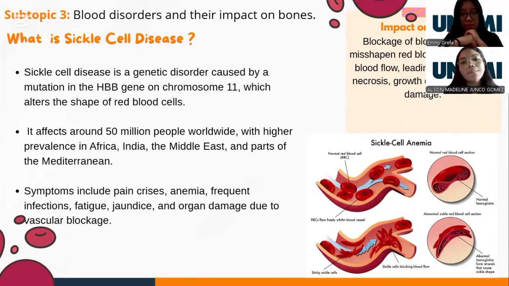Impact on bones. Blockage of blood vessels by misshapen red blood cells reduces blood flow, leading to bone pain, necrosis, growth delays, and joint damage.